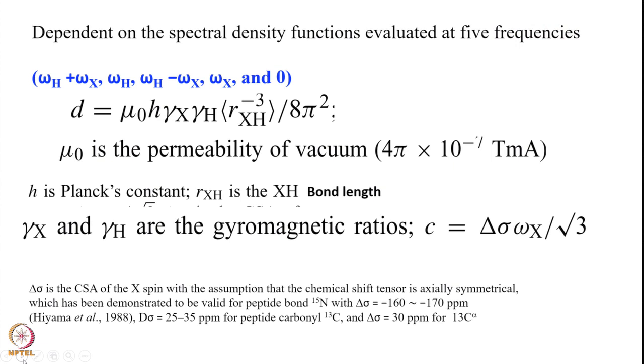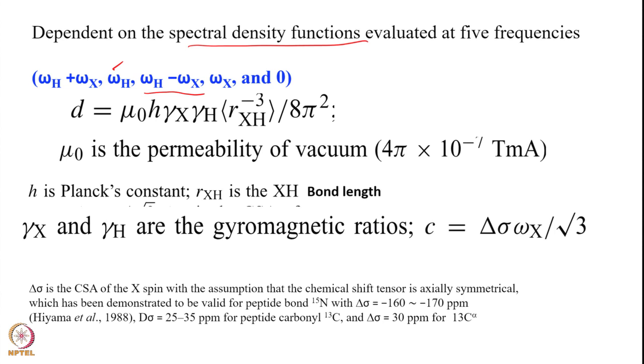So the spectral density function needs to be evaluated at these five frequency. What are those five frequency? The joint frequency omega H and omega X, so omega H plus omega X, omega H minus omega X, and zero. So these are five different frequency which can contribute towards this spectral density function.